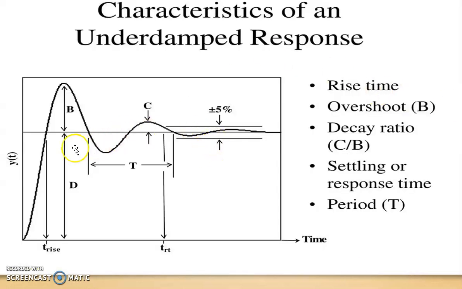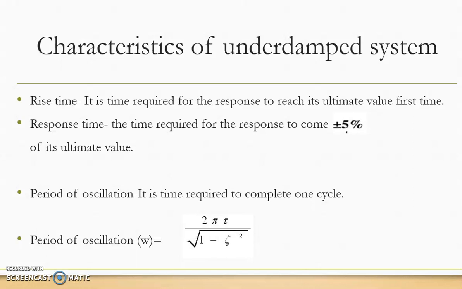Here you can see after crest and fall, the response settles down and comes within plus minus 5% of its ultimate value. Whatever time is taken by the response to come within plus minus 5% of its ultimate value is the response time.